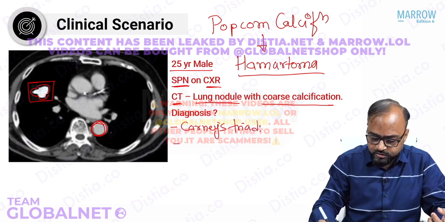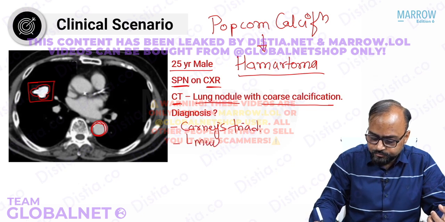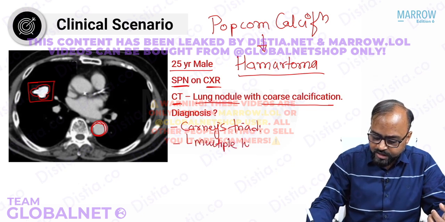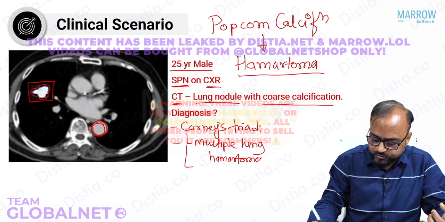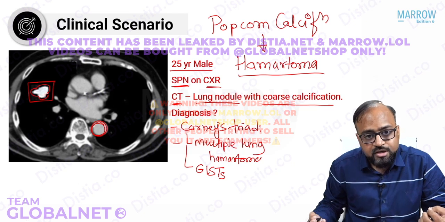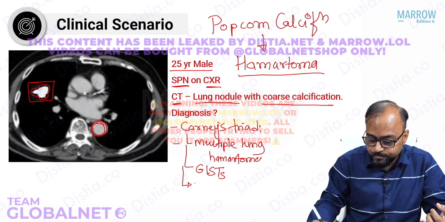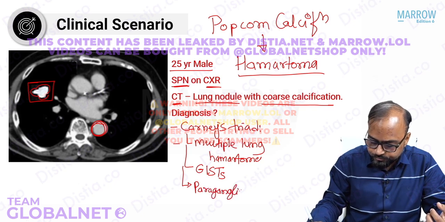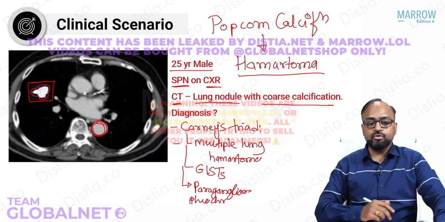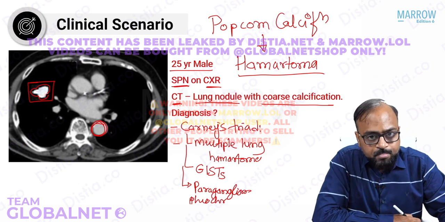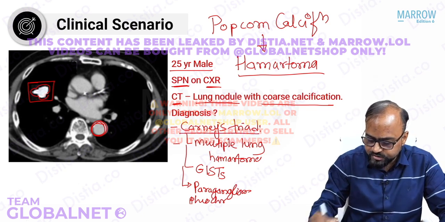It is associated with multiple lung hamartomas, gastrointestinal stromal tumors or GISTs, and functioning paragangliomas or pheochromocytomas. Okay, so this is the Carney's triad.